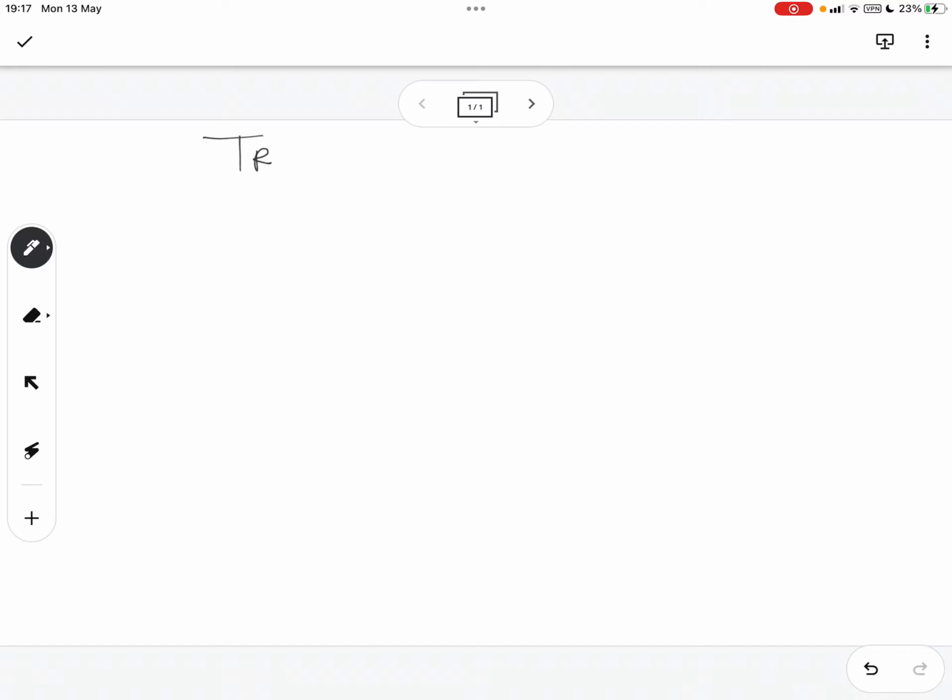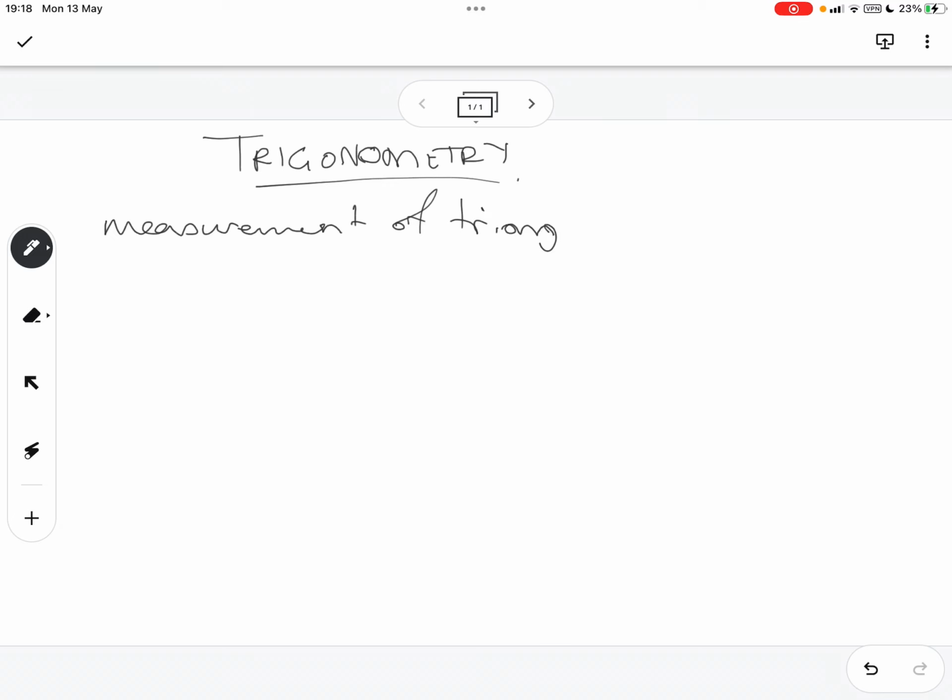Okay, let's start. So, trigonometry. It is measurement of triangles. There are different triangles that we have.